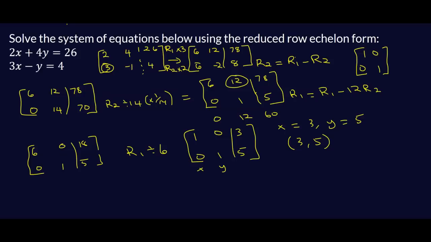So let's go ahead and check if our answers are correct. It's just a habit that is going to develop. Just verify your answers. So 2x plus 4y, this is equal to 6 plus 20, 26. And then we have 3x minus y. So this is 9 minus 5, we have 4. So we can see that this verifies that x equal to 3, y equal to 5 is the correct solution of this system.